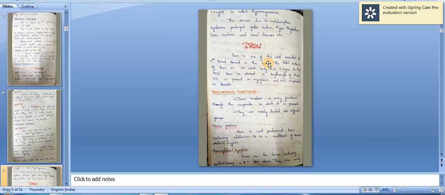Next, cytochromes. These are conjugated heme containing proteins mainly located in mitochondria and involved in the electron transport chain and oxidative phosphorylation.